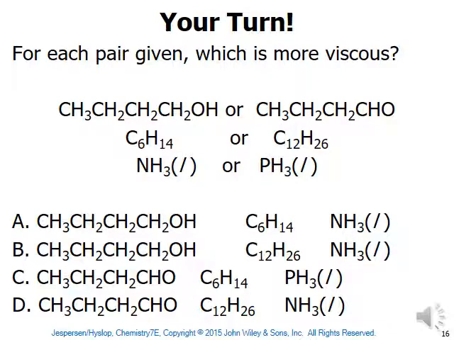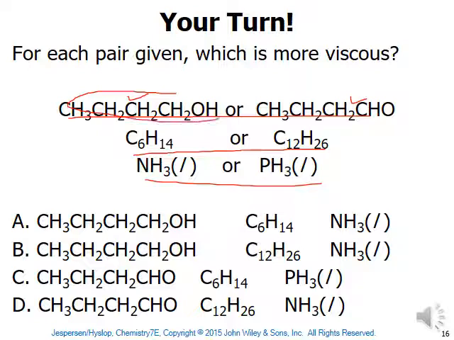All right, so let's see if we can figure this out. We're given three sets of substances, and we want to know which triplets of these are the most viscous. Okay, so between this guy and this guy, which one is most viscous? Well, I'm going to say this one is the most viscous because it has an H at the end of a molecule, which implies an O attached to it. So this can have a hydrogen bond. So I'm going to say this is the most viscous.